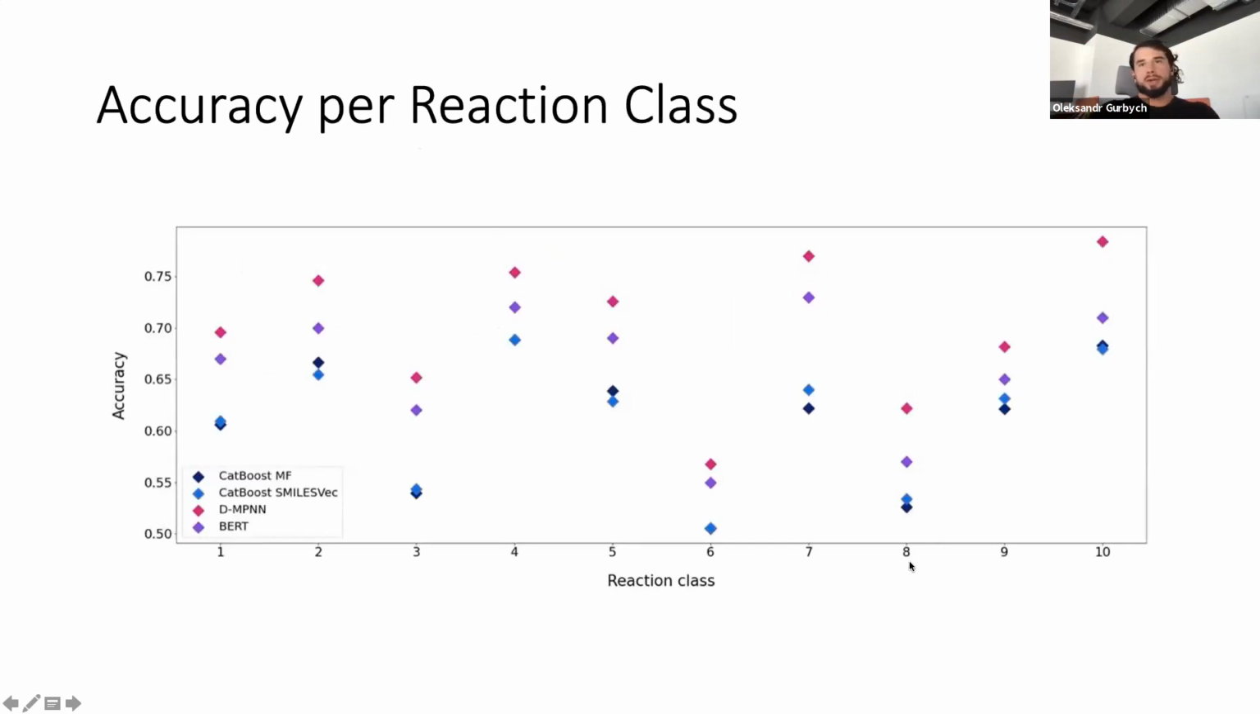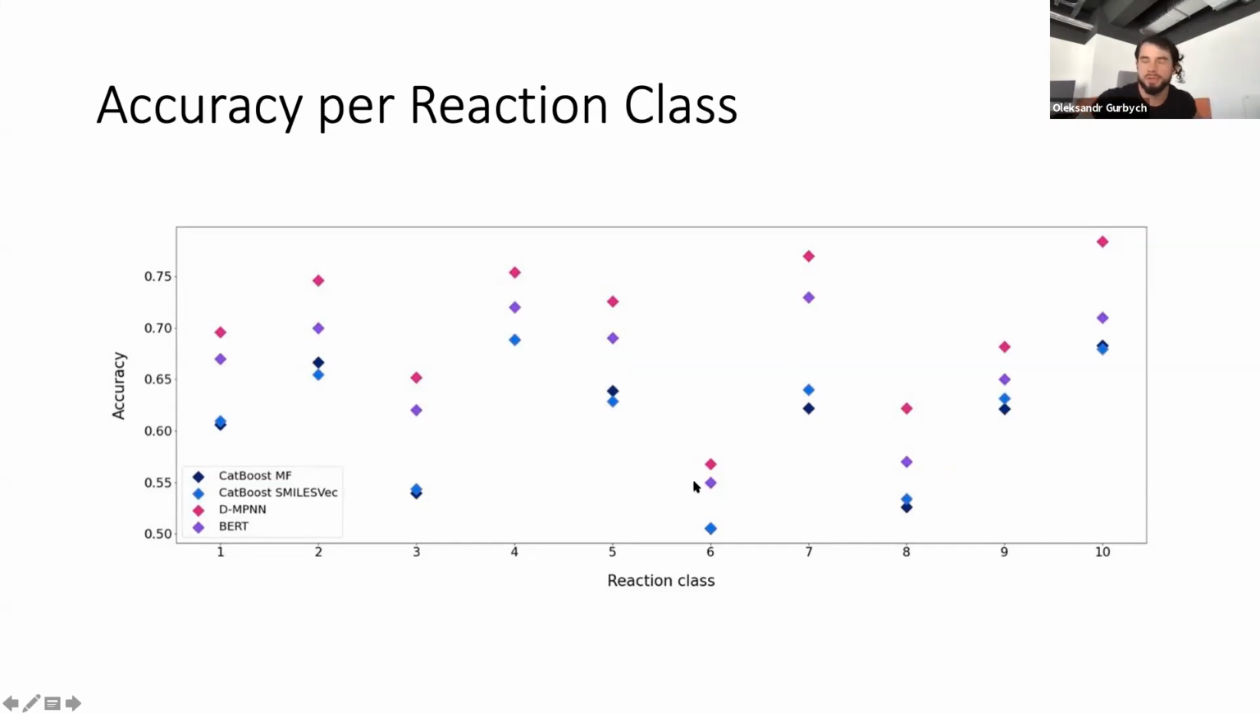Next, we calculated accuracy per reaction class because we would like to know whether there is any difference, or is our model skewed towards any class, or does it generalize well across all the classes? So we computed accuracy per class, and we see that our model, pink, DMPNN, also has the highest accuracies among all the particular classes, and we do not drop out. It's always 65, 75%, which is good.